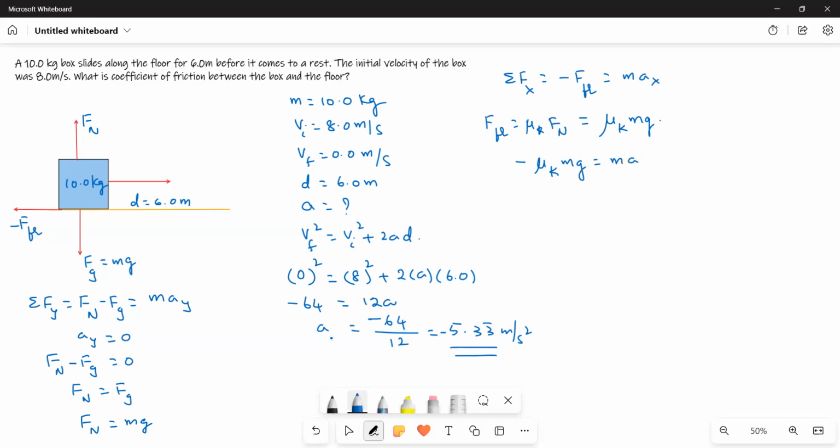Okay, x is the same, this is the a. The mass goes off. So negative mu K is equal to a by g. Now substitute the values. Negative mu K is equal to negative 5.33 meters per second squared divided by 9.8 meters per second squared. This gives a value of mu K is equal to 0.54. This is the answer for this question.